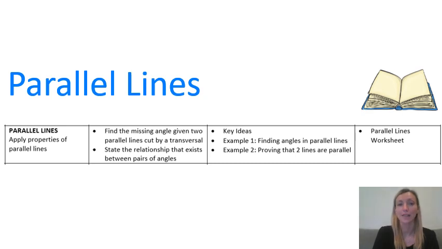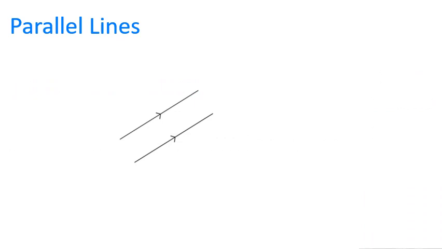Hi class, today's lesson is parallel lines. Parallel lines never meet. They are always the same distance apart, and they are often shown by these little arrow symbols on them. This line here is called a transversal, and that's just a line that passes through two or more lines.